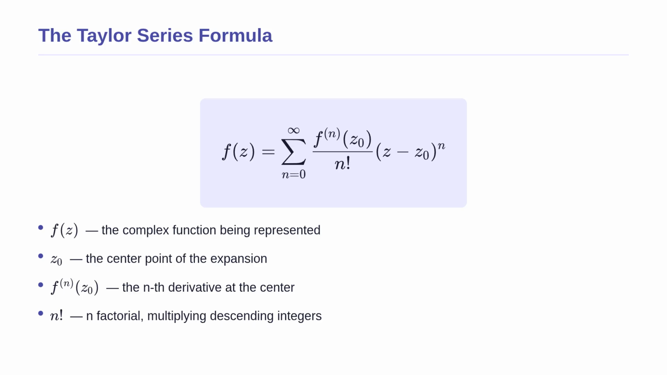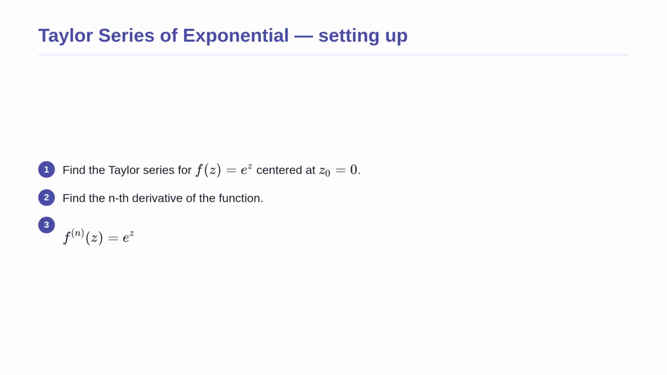As n increases, these higher power terms bend the polynomial to perfectly match the true shape of our function. Before we move on, let us see this formula in action with a concrete example. We want to find the Taylor series expansion for the complex exponential function e to the power of z centered at the origin, where z0 equals 0. This specific case is often called a Maclaurin series.